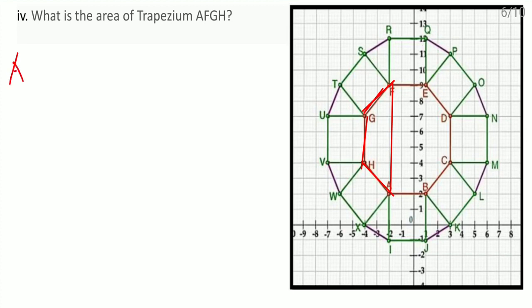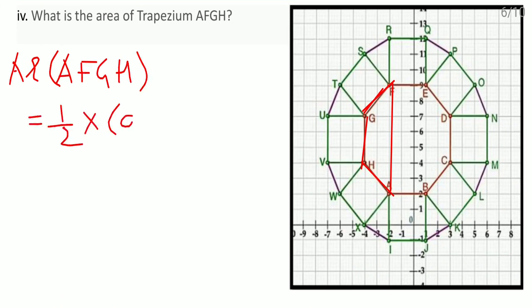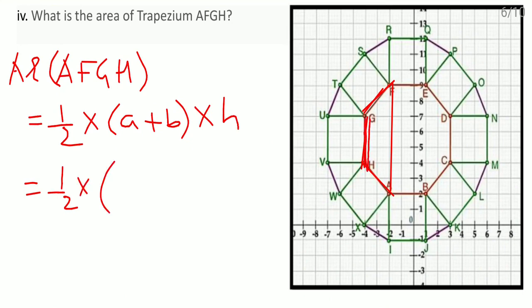So I'll just write down area of AFGH. So the formula is 1 upon 2 sum of the parallel sides. So I'll say A and B are the parallel sides into height, which is equal to 1 upon 2. So the first, this side. So what is the length of this side?